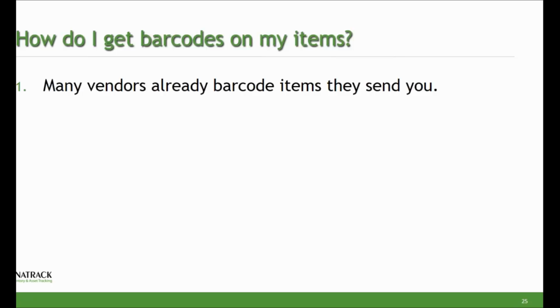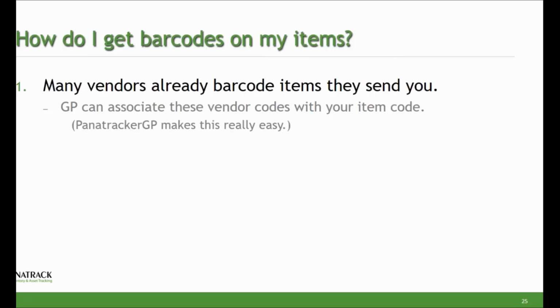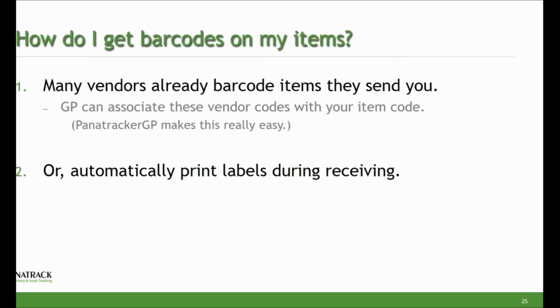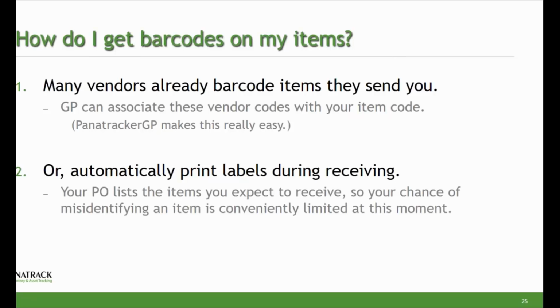So how do you get barcodes on your items? Many vendors are already barcoding the items that they send to you. GP can associate these vendor codes with your item code, and we make it really easy inside of our software. Or you can automatically print labels during receiving, which is another awesome time to do it.